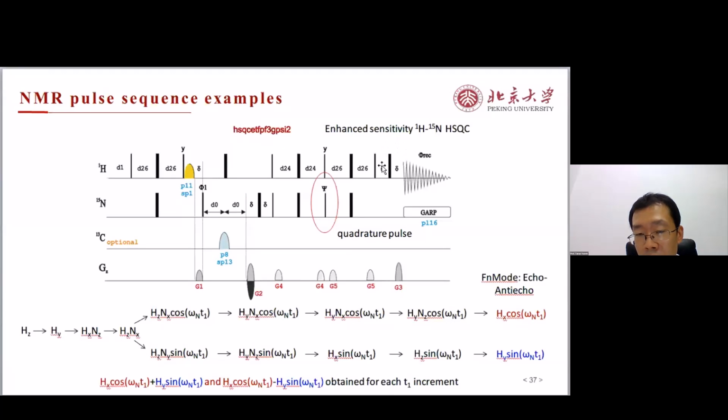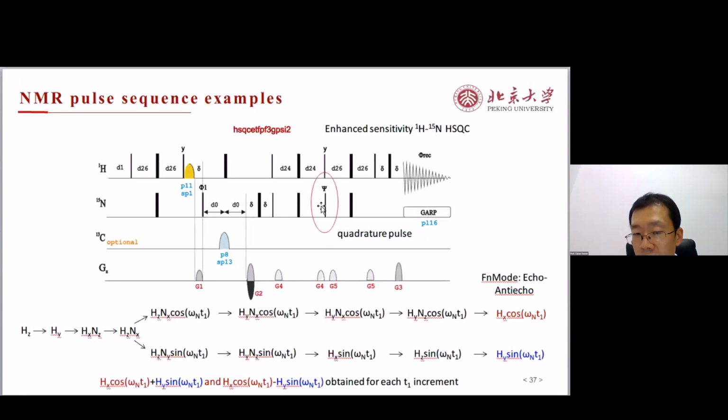Now we look at a more complicated version, which is this. As you see, the sequence looks a little longer. You have to apply a few more pulses. This is called enhanced sensitivity HSQC. You can derive the product operator to understand why it is called enhanced sensitivity. Still starting from Hz at the beginning, at the very end we have two components, which are the Hx component and the Hy component. But the Hx and Hy are orthogonal to each other, so it's possible to separate them. In this experiment, the quadrature pulse is this one in the red circle.